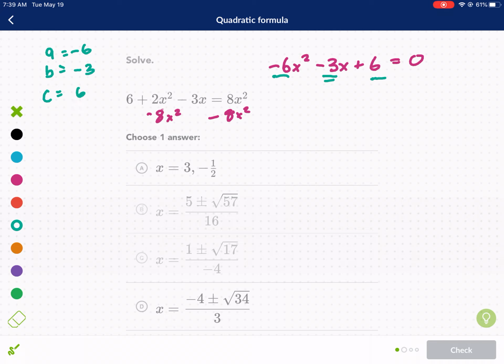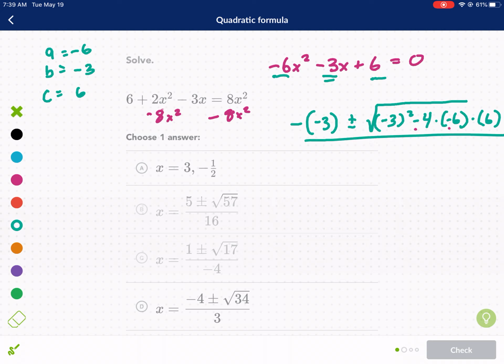So then I do negative b, and my b is -3, plus or minus the square root of b squared, -3 squared, minus 4 times a, which is -6, times c, which is +6. Anytime you have two negatives multiplied here, you're going to end up adding. So that's something to keep in mind. So we're going to add there. And then we have all over 2 times a, which is -6.